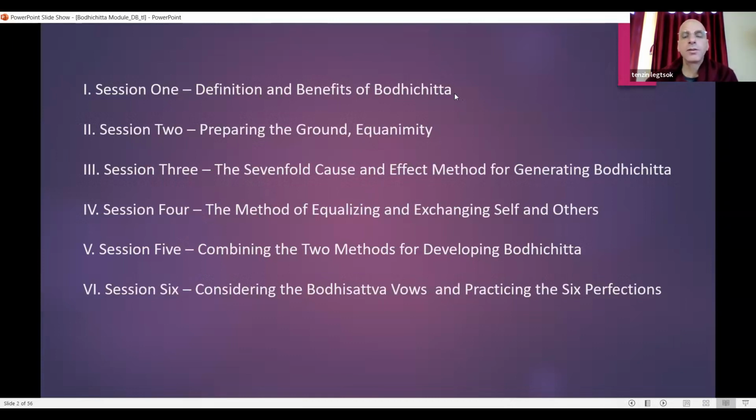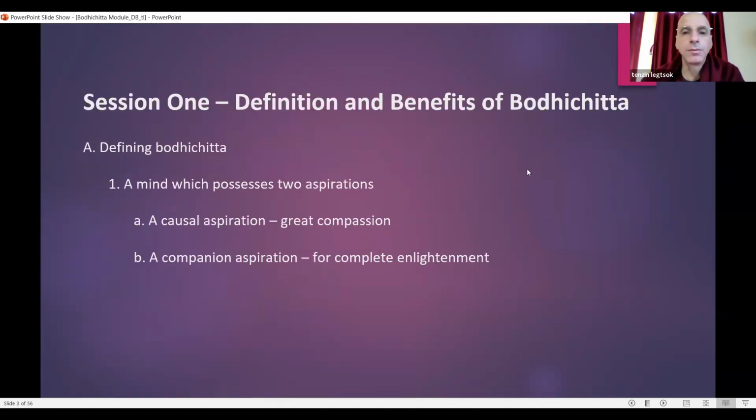So for the first three teaching sessions, we covered the definition and benefits, and then equanimity, and then the sevenfold cause and effect. So that's just to go through. We spent some time meditating on each. Okay, so anyway, get comfortable in your meditation seat.